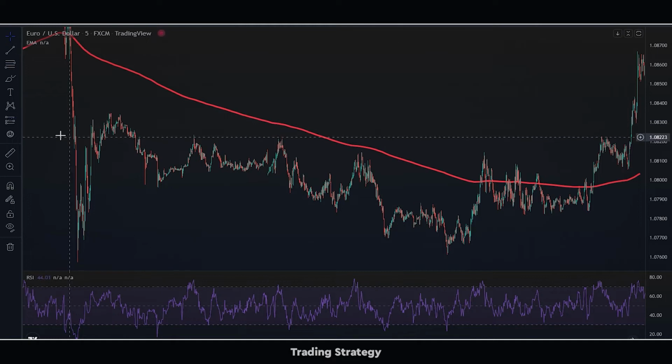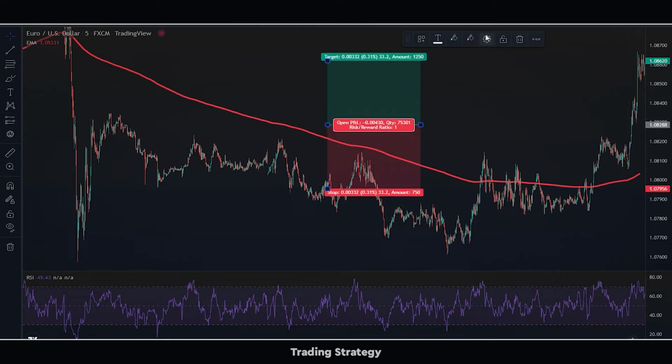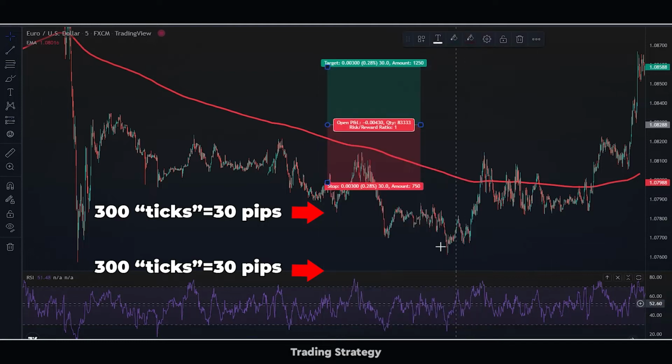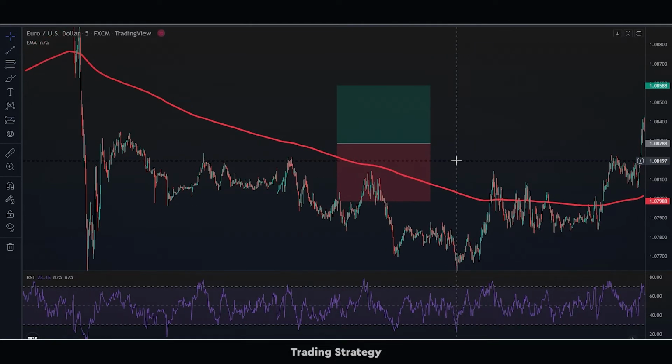To find out how much 30 pips are, we simply select the TradingView risk-benefit tool and place it on the chart with one click. Then we will select the options, and where it says ticks, we will put 300. Ready? We already have it configured to know when to put the stop loss and the take profit.